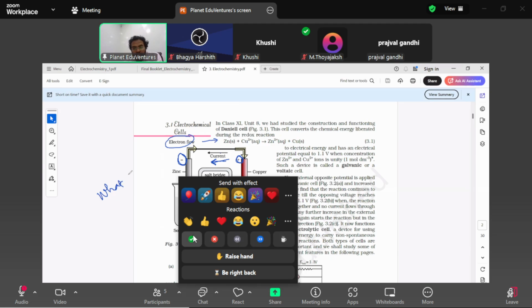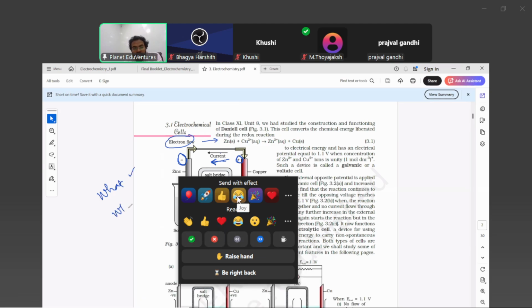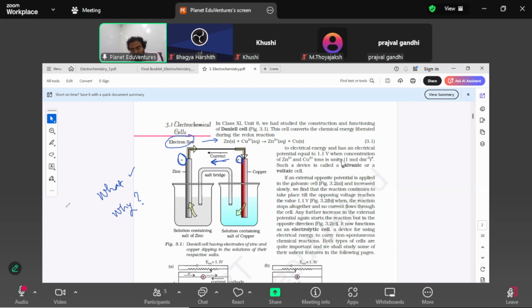We'll understand what first, and then we'll understand why. Okay, why is it happening like that? Now this is something which you also can do. In a lab, you can actually make this battery. I have done it. So it's not very difficult.